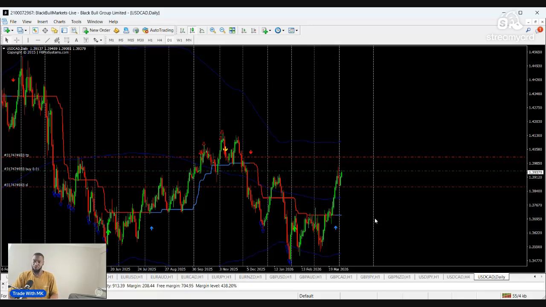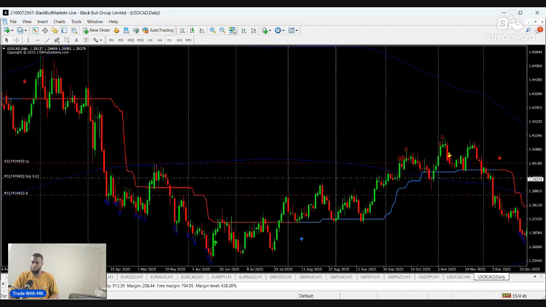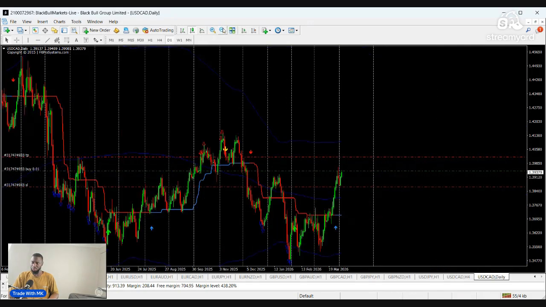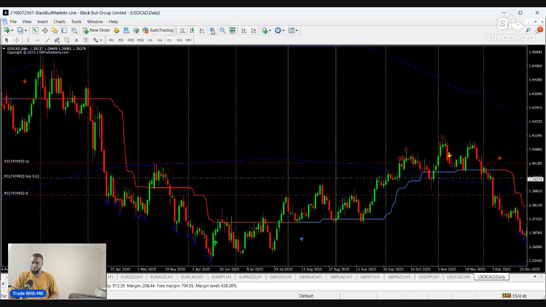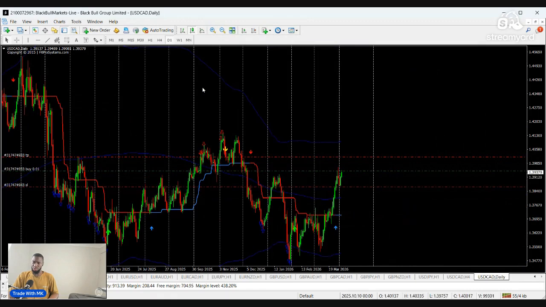The MT4 platform is the one I only use. Most people use TradingView, but I just make it easy for myself and use the platform that I already set up. There are a few different ones anyway. So this is the platform here.